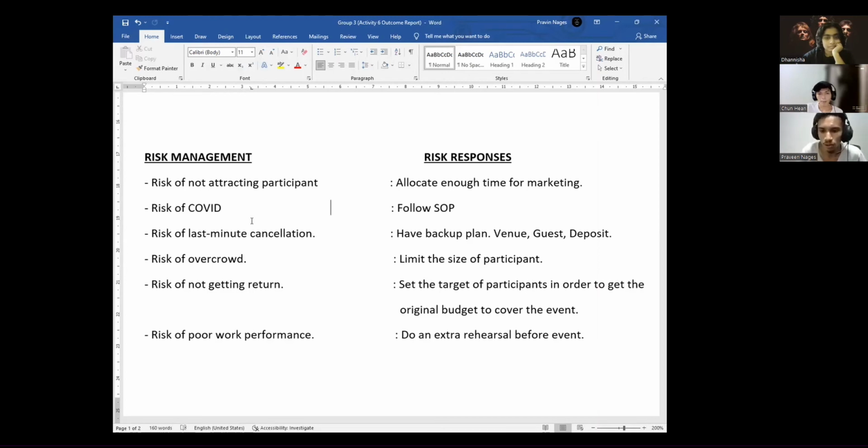Then the risk of overcrowding. In order to counter that, we must limit the size of participants. There will also be a risk of not getting return. The response for that risk is to set the target of participants in order to get the original budget to cover the event. And finally, there will be the risk of poor work performance, so we must be prepared and also do an extra rehearsal before the event. So that is all from me. I'll pass it to the next person.